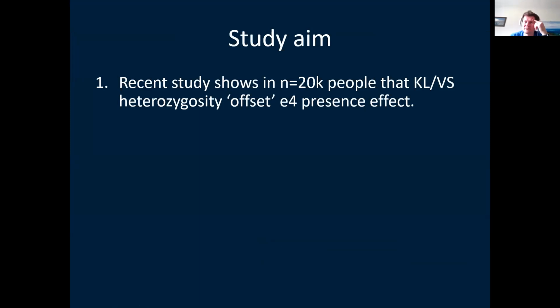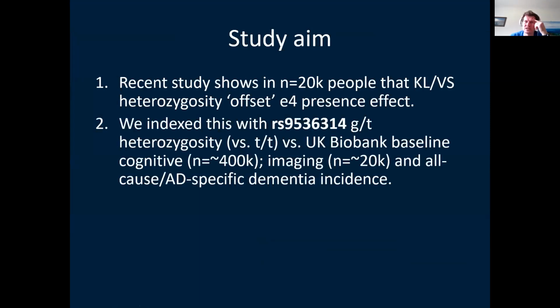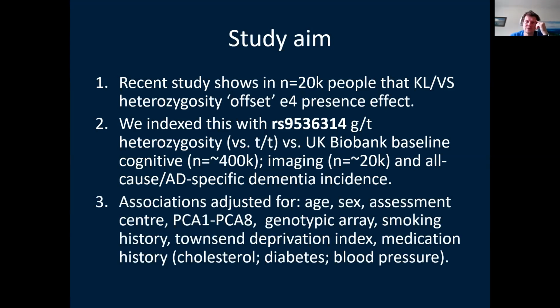In Biobank, we have a tremendous range of cognitively relevant data. We have baseline cognitive data in 500,000 people. We have imaging data, actually in 40,000 people now. And we have about 2,000 people who have developed Alzheimer's disease or dementia since baseline. So we went in and looked at essentially ApoE versus all of the things that I have shown you previously in this talk, adjusted for age, sex, assessment centre, principal components, genetic array, deprivation, medication, and smoking history.